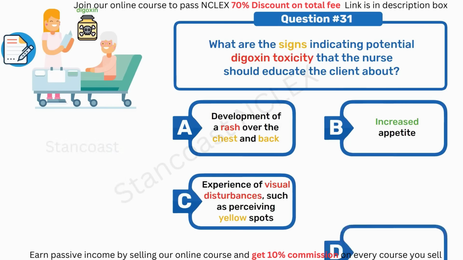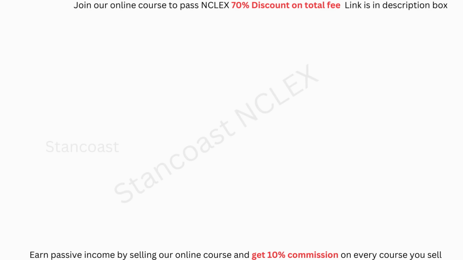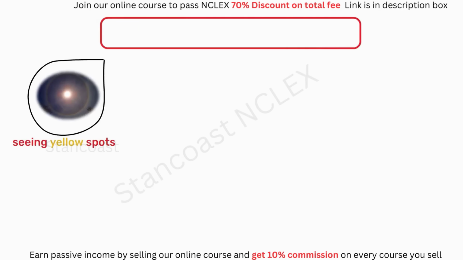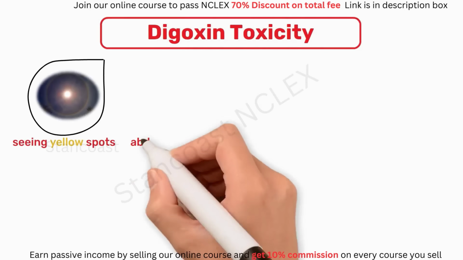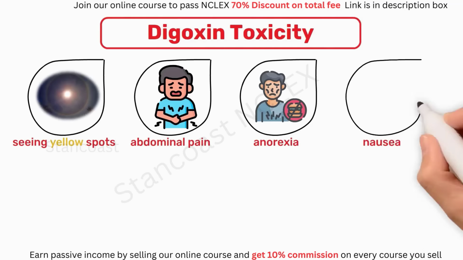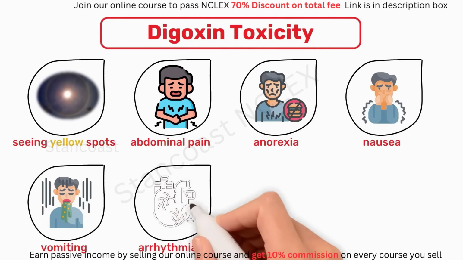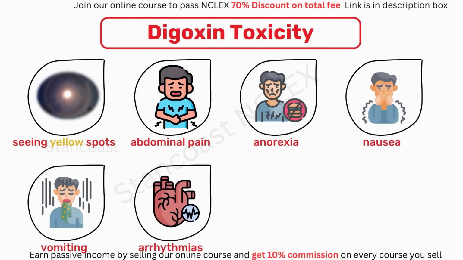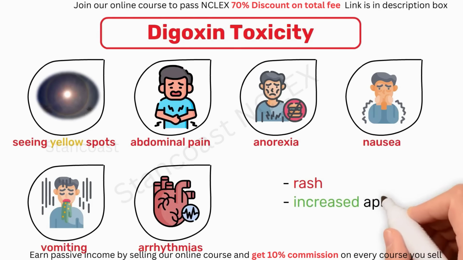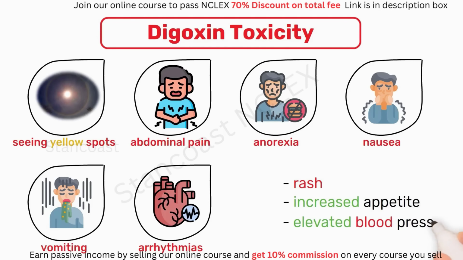Option C is correct here, because colored vision and seeing yellow spots are symptoms commonly associated with digoxin toxicity. Abdominal pain, anorexia, nausea, and vomiting are other frequent manifestations of digoxin toxicity. Additional signs of toxicity include arrhythmias, such as atrial fibrillation or bradycardia. However, a rash, increased appetite, and elevated blood pressure are not typically linked to digoxin toxicity.